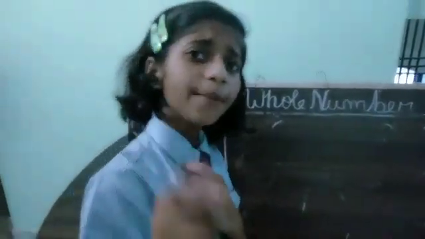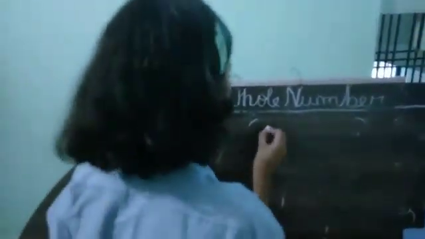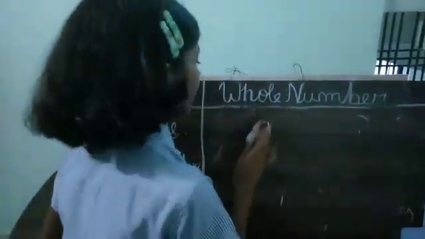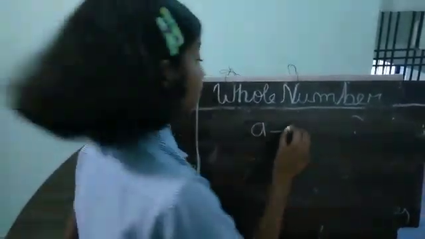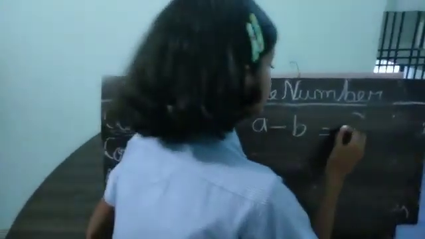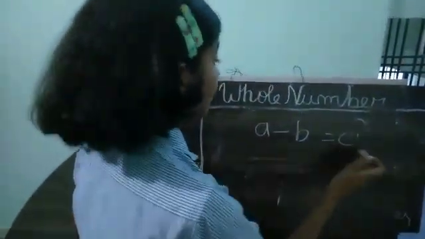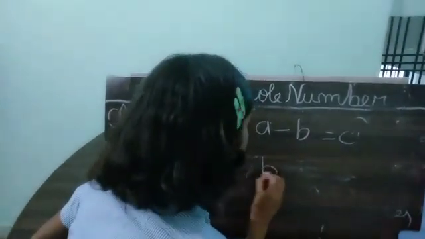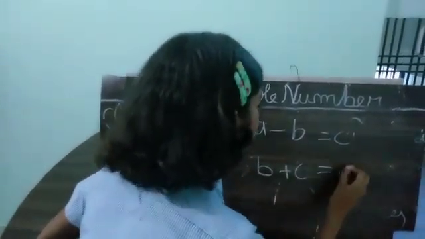Now, fourth, inverse operation. Suppose A and B are two whole numbers. A minus B equals C, and B plus C equals A.